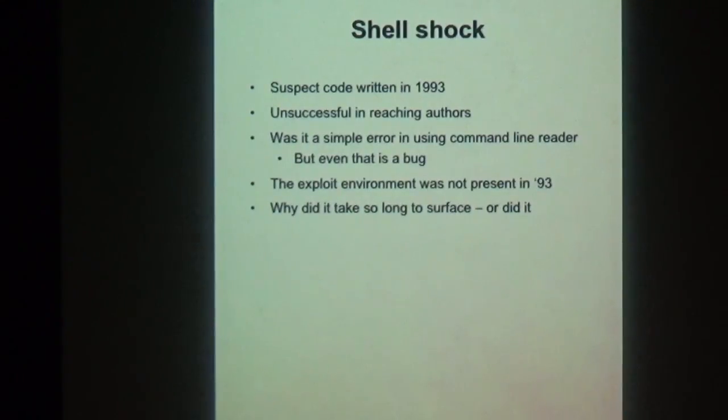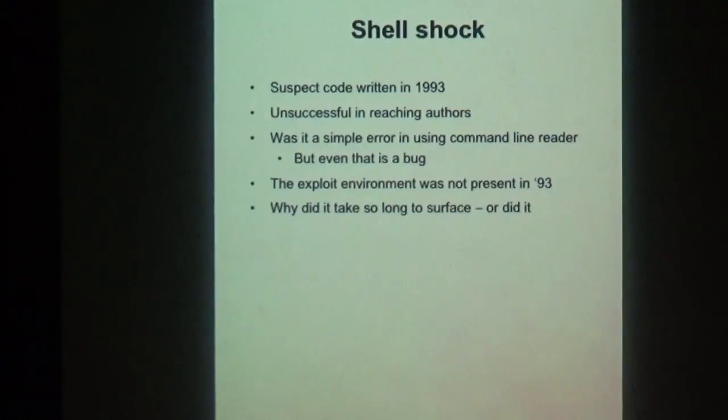And my suspicion is this code was written in '93. That's the best I can find out. I was unable to reach the authors. I did send them a couple of emails, not to do a witch hunt, I just was interested in whether they understood at the time what they'd done. And it looked like it was a simple error in using a piece of code to evaluate the environment variable on the incoming side of the process.